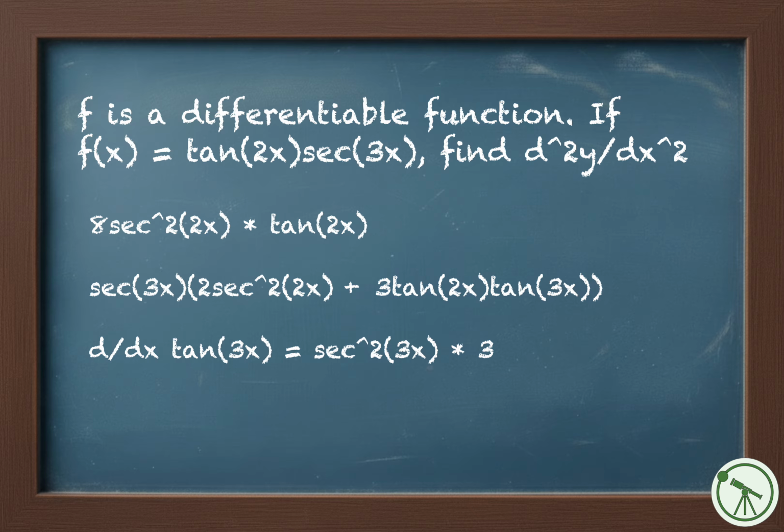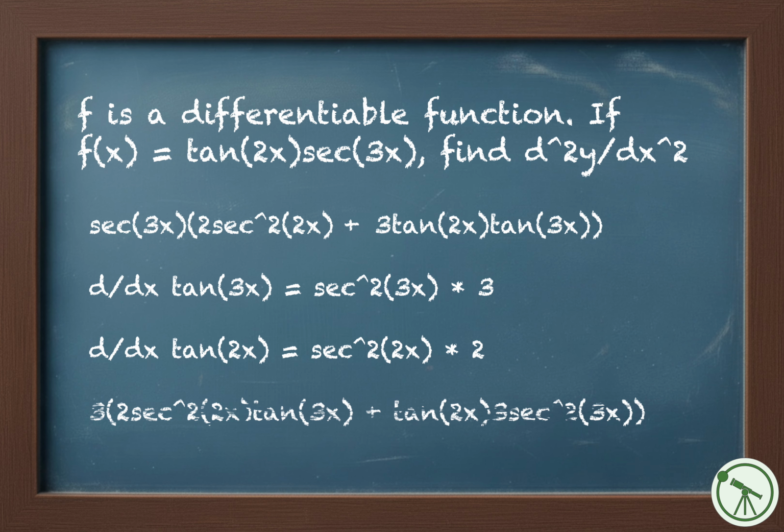Then of course we move on to the second part of the product rule, where we multiply the derivative of tangent of 2x now times the normal version of tangent of 3x. And using the chain rule just as we did on tangent of 3x, tangent of 2x would go to secant squared of 2x times our chain 2.